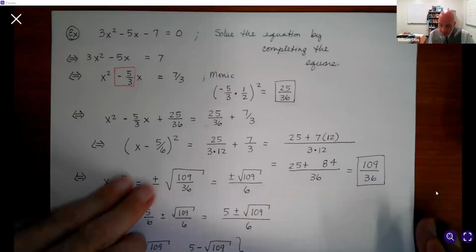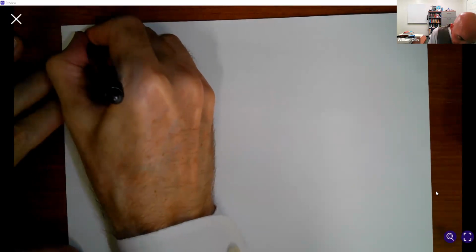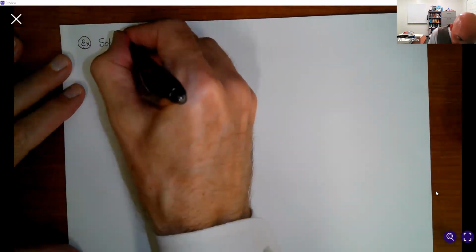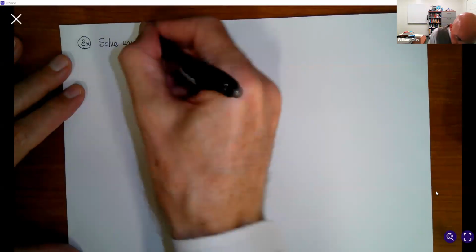Now, as a final problem, and this is important, let's just look at solving an equation with the quadratic formula. No completing the square. We just give an equation, and you're told use the quadratic formula. So here, for example, solve using the quadratic formula.